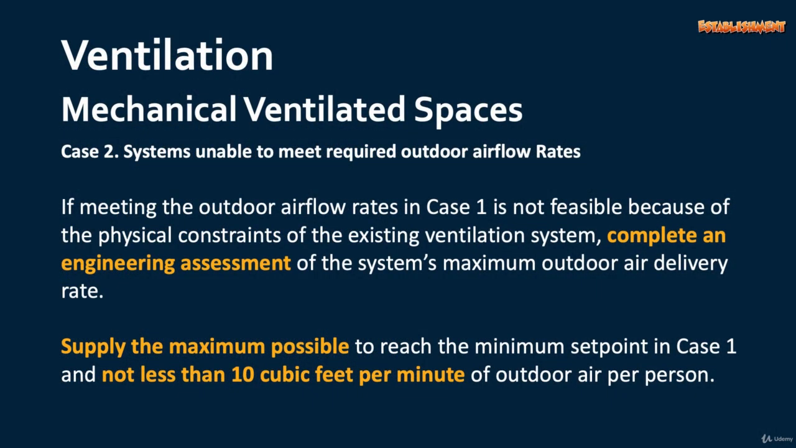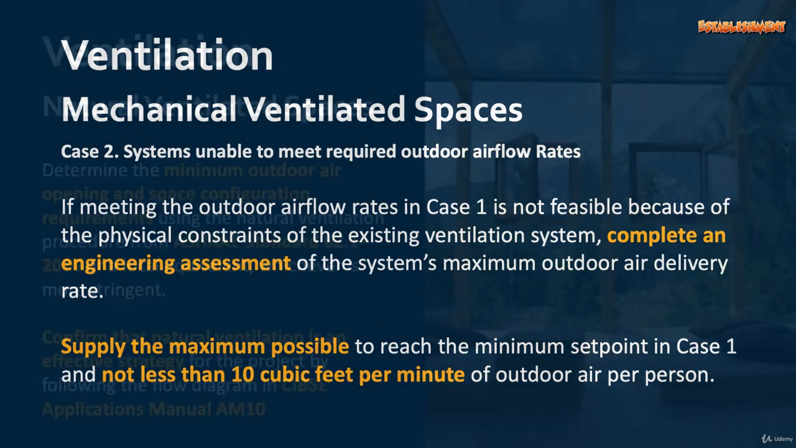This is also for mechanically ventilated spaces, but where the systems are unable to meet the required outdoor airflow rates. In this particular case, if meeting the outdoor airflow rates in Case 1 is not feasible because of a physical constraint of the existing ventilation system, complete an engineering assessment of the system's maximum outdoor air delivery rate and supply the maximum possible to reach the minimum set point in Case 1 and not less than 10 cubic feet per minute of outdoor air per person.